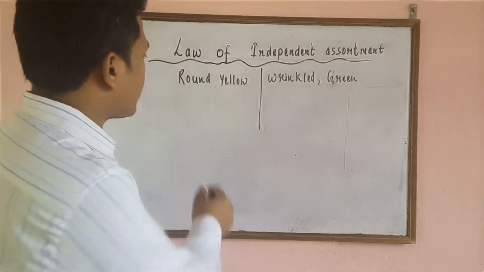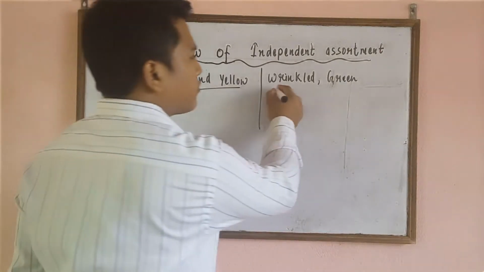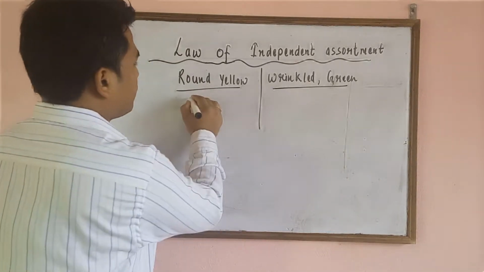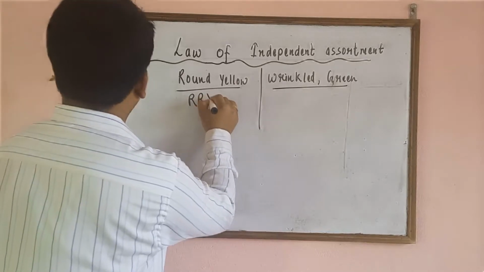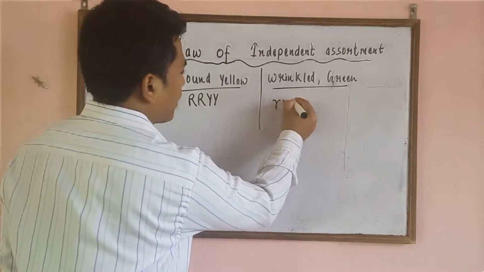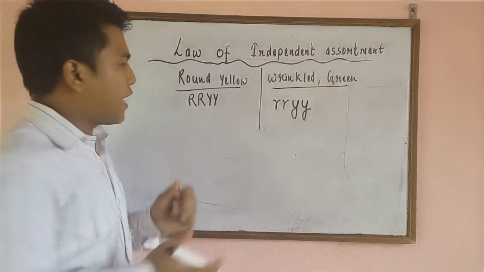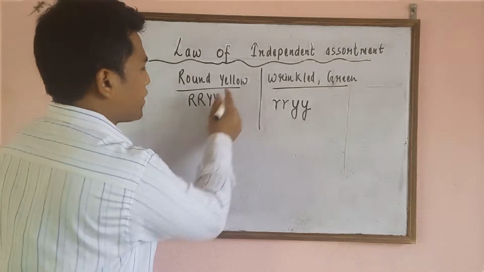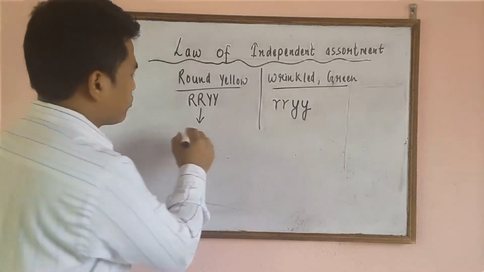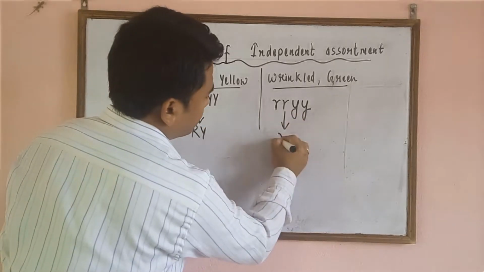For example, here we take the round and yellow seed of the pea, and next we take the wrinkled and green seed. The genotype of the first will be RR YY, and for wrinkled and green it will be small r small r, small y small y. During gamete formation, from 2N it will become 1N. So the gametes will be RY and small r small y.